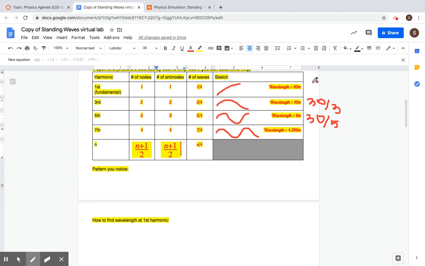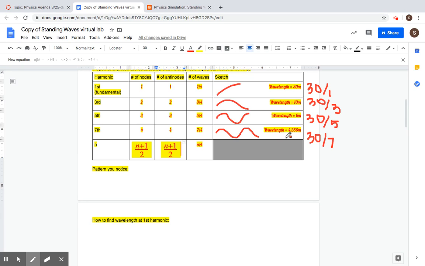And I noticed if I go back up, obviously 30 with one wavelength in it is going to be 30 divided by 1. Now 4.286 is a really difficult fraction to figure out. So what I did was I looked at my pattern, 30 divided by 1, 30 divided by 3, 30 divided by 5, and I thought, well, this is increasing by 2 every time, so I'm going to try 30 divided by 7 and see what that gives me. Lo and behold, it actually gives me 4.286.